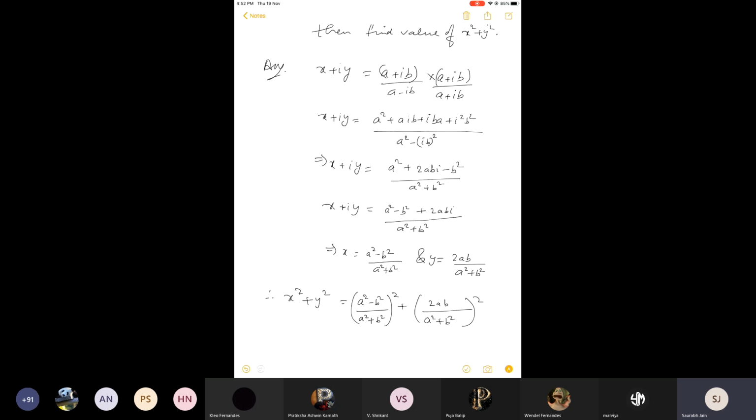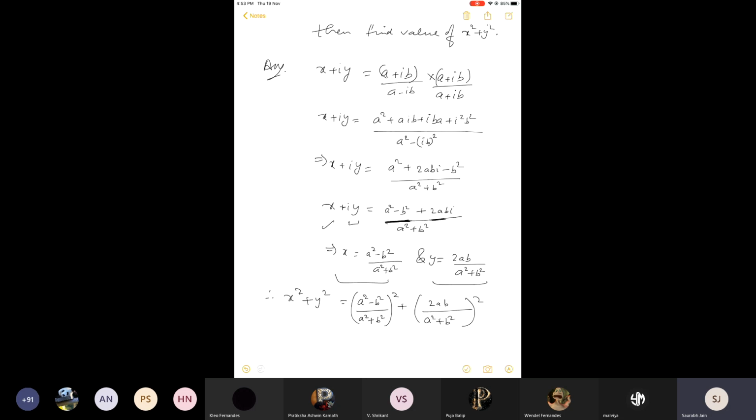Why have we written x as this and y as this? Because what I told you is that if two complex numbers are equal, then their real parts and imaginary parts will be equal, right? So in the left hand side, the real part is x. In the right hand side, the real part is a square minus b square upon a square plus b square. Similarly, the imaginary part is y, and here the imaginary part is 2ab upon a square plus b square. We have the values of x and y.